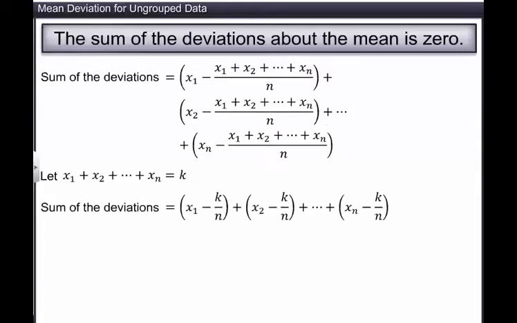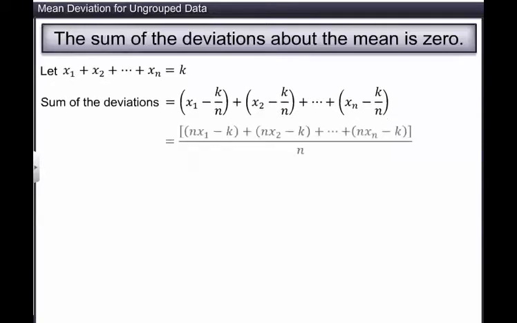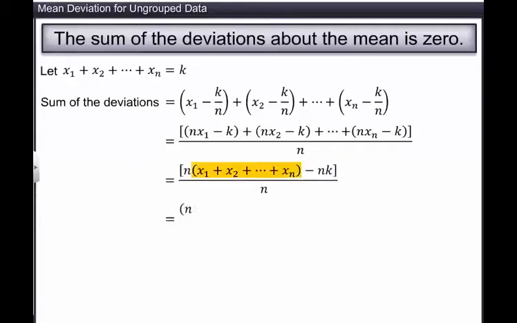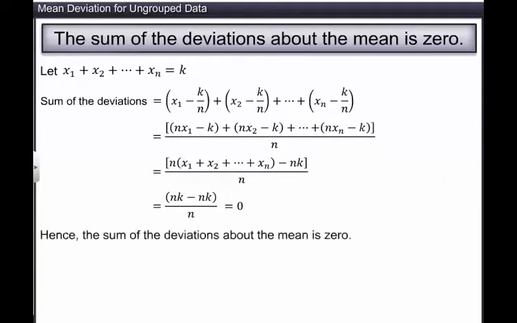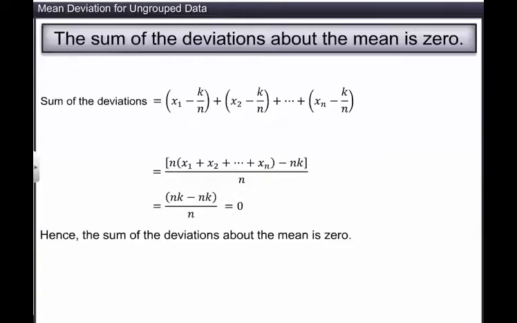On simplification, we get the sum of the deviations is equal to 0. Hence, the sum of the deviations about the mean is 0. This implies that the mean of the deviations is 0.